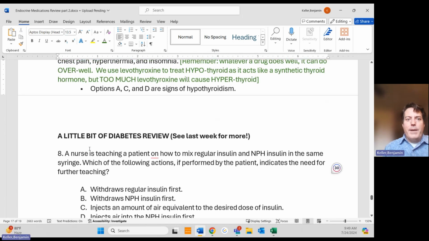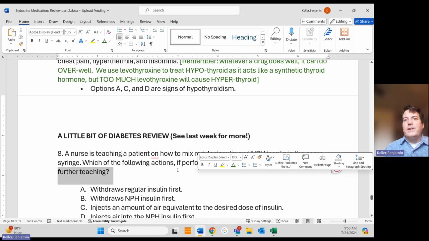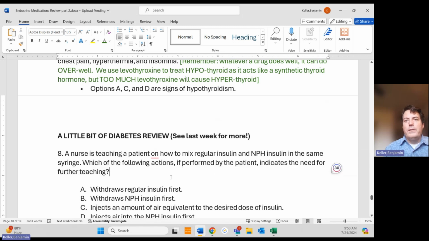And because it's such high mileage, I want you guys to take a quick diabetes review. I've got 3 questions here for you. A nurse is teaching a patient how to mix regular insulin and NPH insulin in the same syringe. Which of the following, if performed by the patient, indicates a need for further teaching? When you see indicates a need for further teaching, it means they're doing something wrong. So what are they doing wrong here?